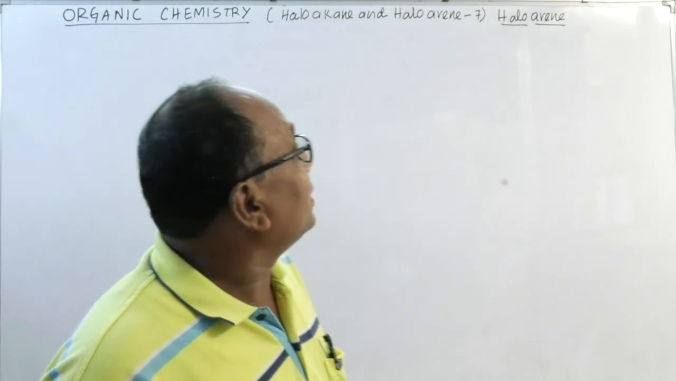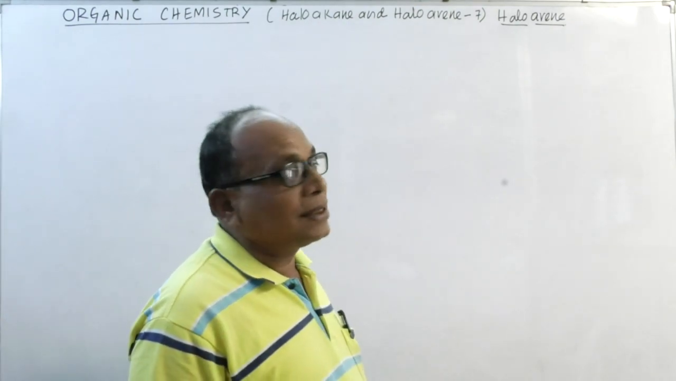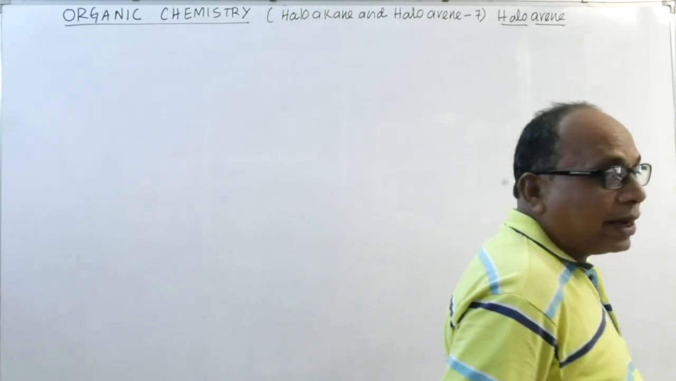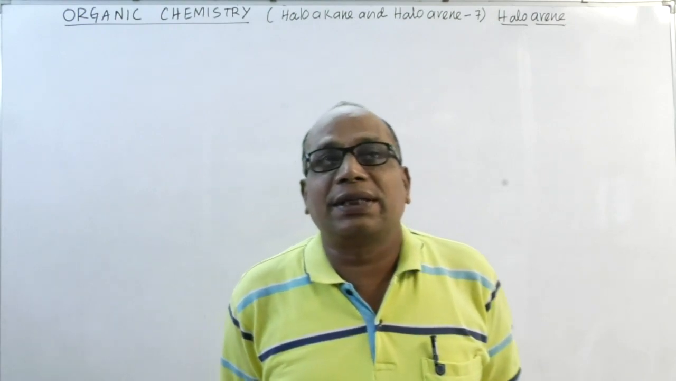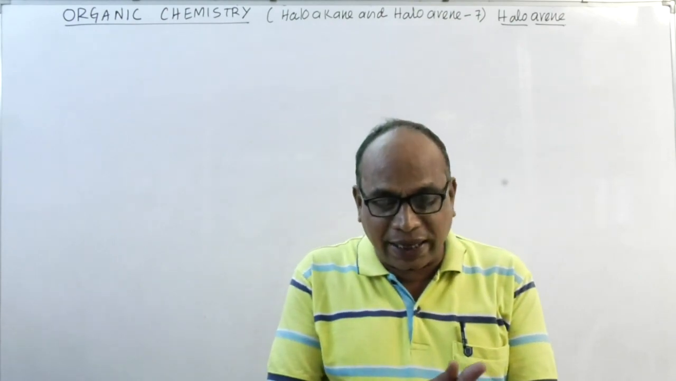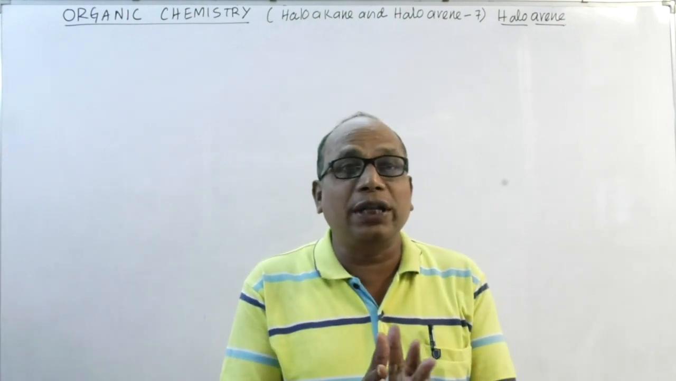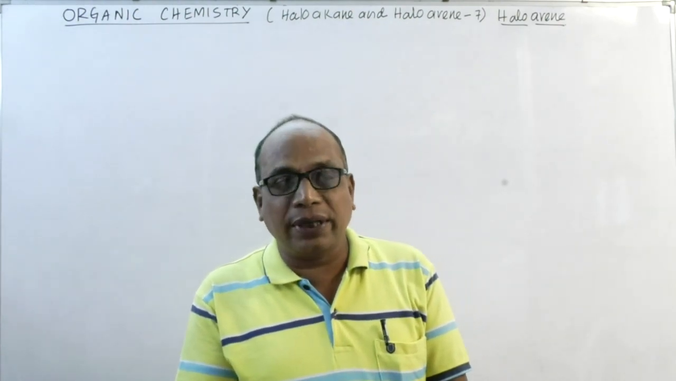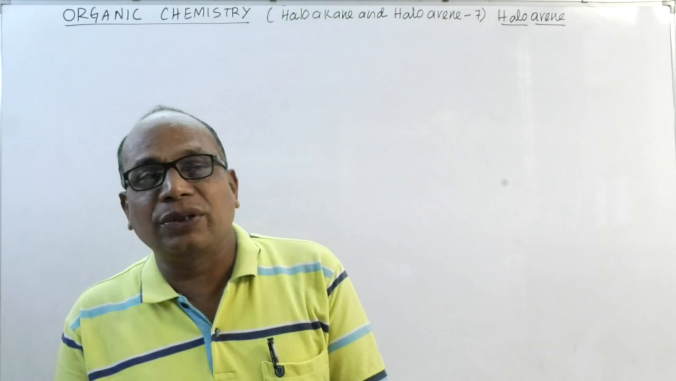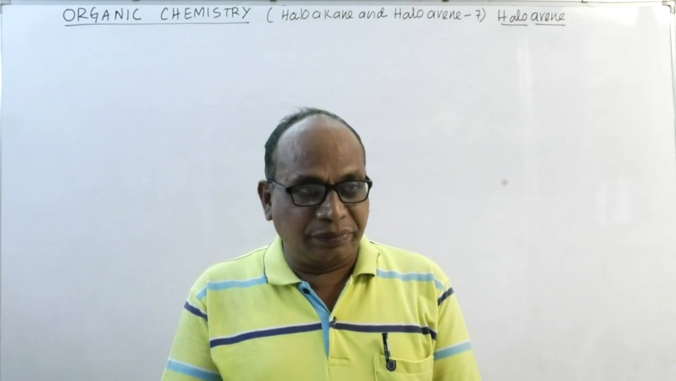And today we will discuss organic chemistry, haloalkanes and haloarenes, class number 7. In class number 7, we will discuss what haloarenes are. Last class we discussed the characteristics of alkyl halides, including the elimination reaction. Generally, an alkyl halide undergoes elimination, that is, dehydrohalogenation, to form the corresponding alkene by losing a molecule of halogen acid, which is known as dehydrohalogenation.